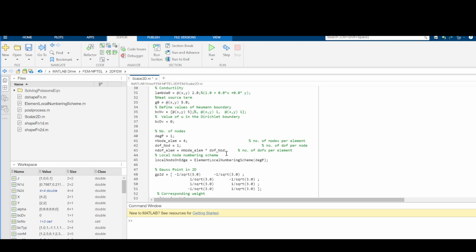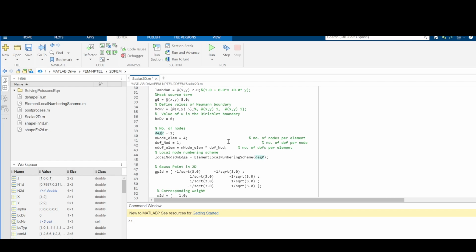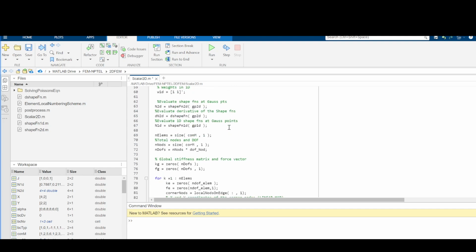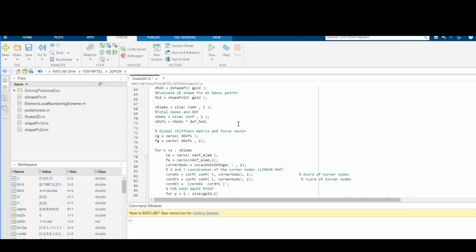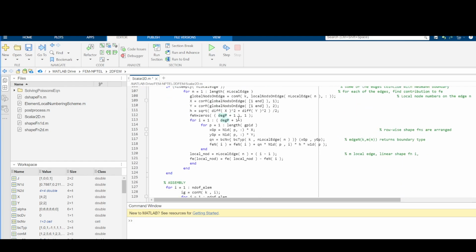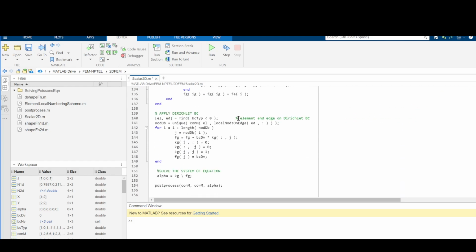Number of nodes per element is 4. Degree of freedom per node is 1. So sorry, this is the degree of polynomial. This is 1. Then we have the Gauss points, same. You can use the same thing. And I think the rest of the code should work fine. Hopefully, let's see.